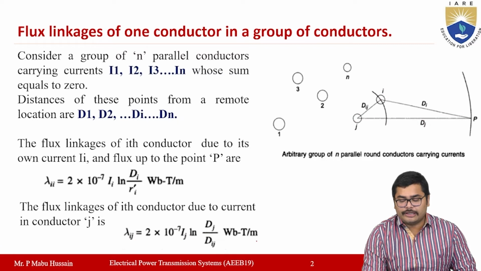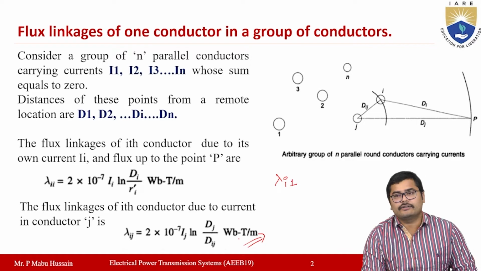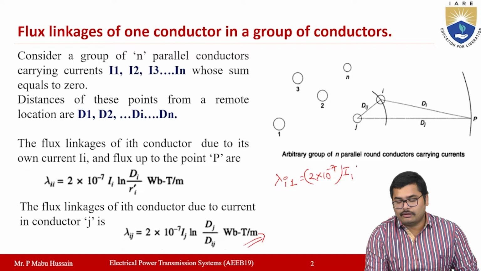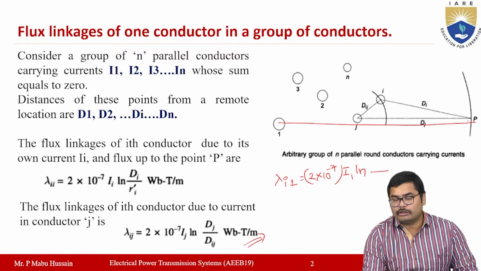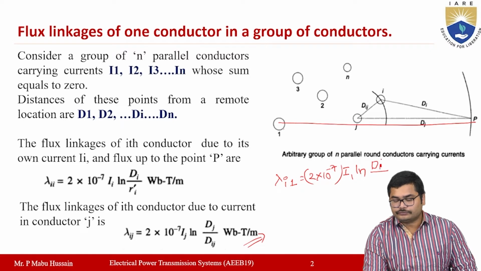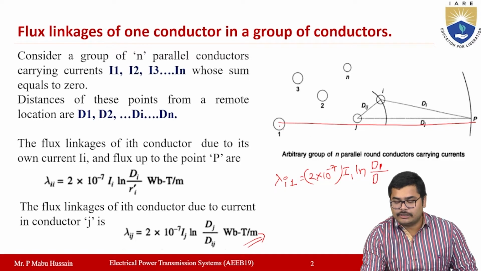In a similar way, using this expression, you can develop the flux linkages of the ith conductor due to current flowing in the first conductor. This value will be equal to 2 into 10 power minus 7 into I1 ln D1 by Di1, where D1 is the distance from the first conductor to the remote point P, and Di1 is the distance from the first conductor to the ith conductor.